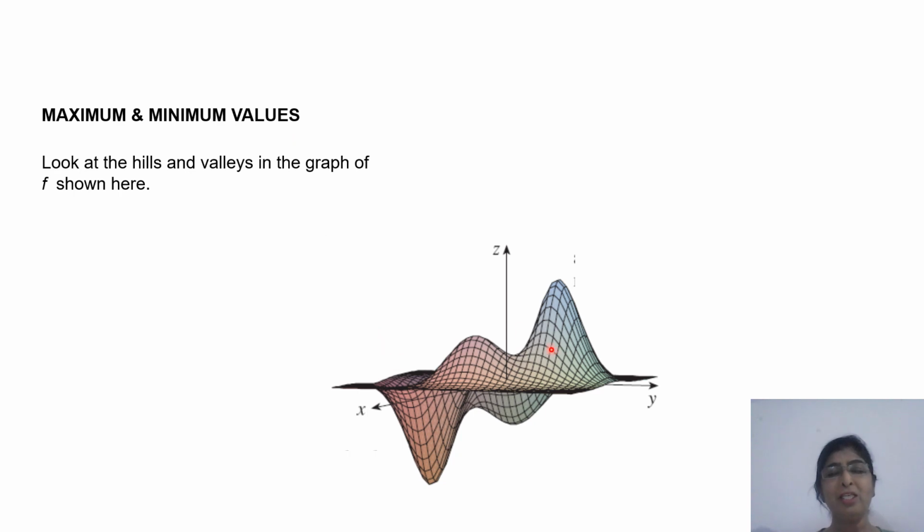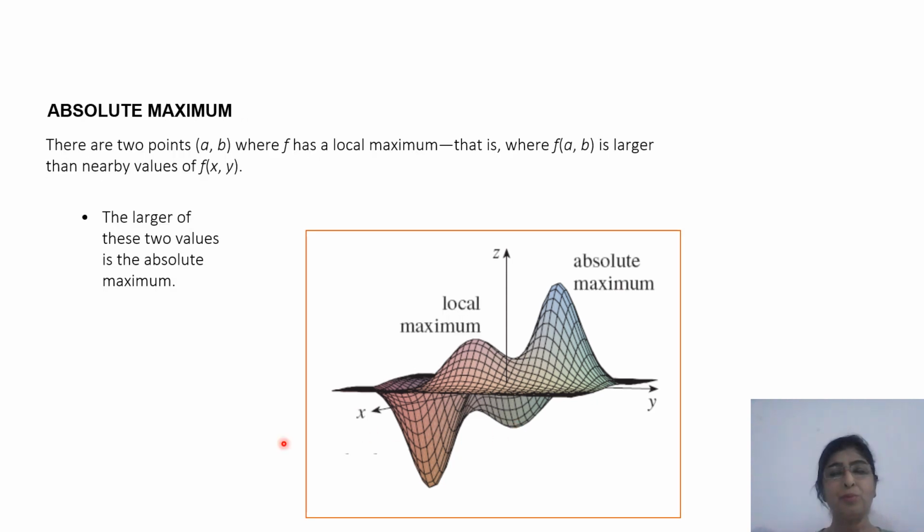You can see in this figure, this is the top of a hill and this is again the top of a hill, and these two points are the valleys, or at these points the function has the minimum value. Now in the next slide you can see what is absolute maximum. As I have explained in the previous slide, here the function has the maximum value.